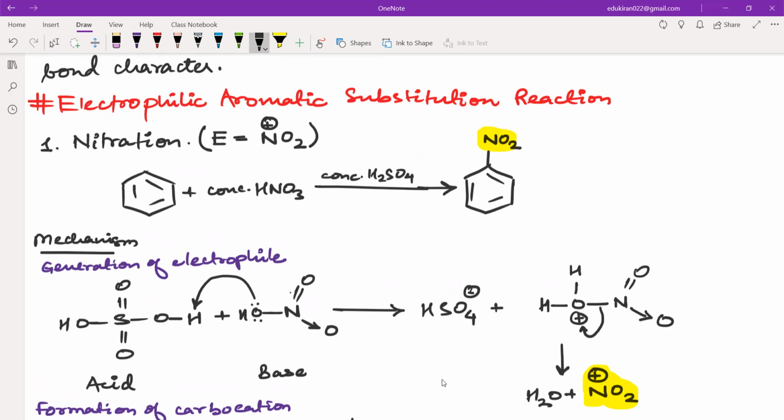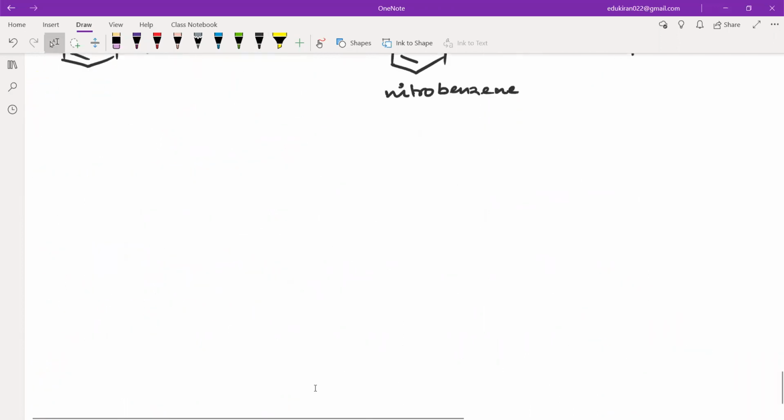Is this clear with everyone? Yes or no? Is this clear? Yes, sir. Okay. Now let me give you some questions for aromaticity.